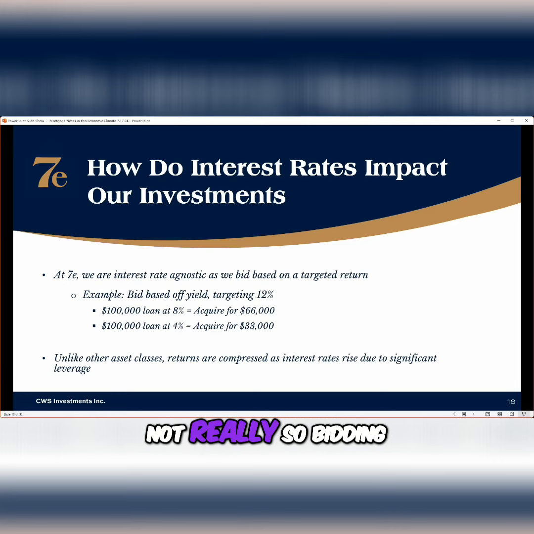The interest rate is a factor in that, but regardless, it's not a direct indicator of how we would be impacted. So, anything else to add to that, Chris?